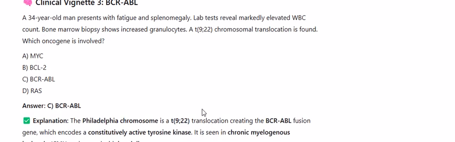Lab tests reveal markedly elevated WBC count. Bone marrow biopsy shows increased granulocytes. A t(9;22) chromosomal translocation is found. Which oncogene is involved? A. MYC. B. BCL2. C. BCR-ABL. D. RAS.